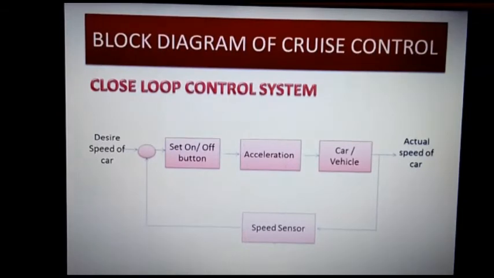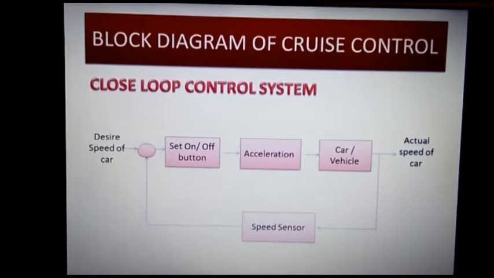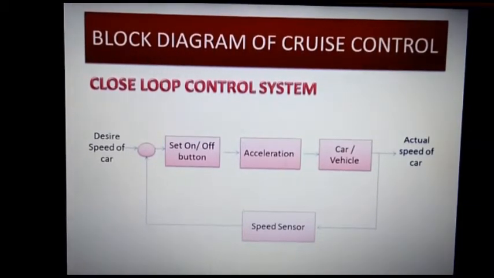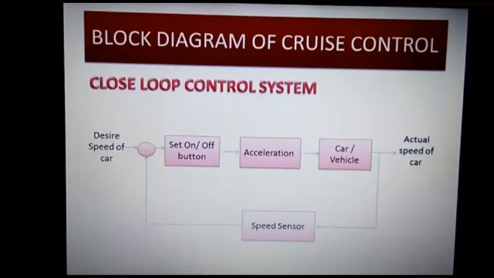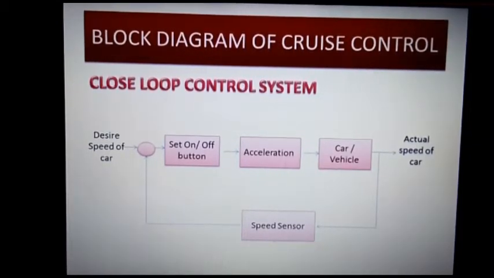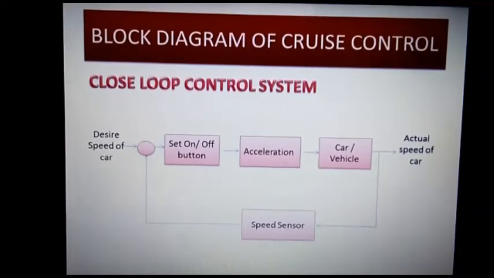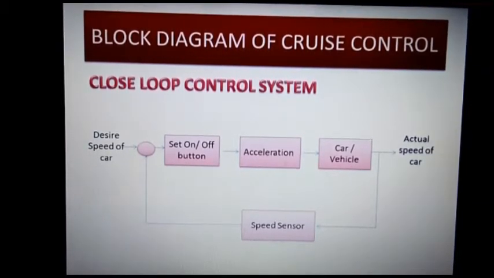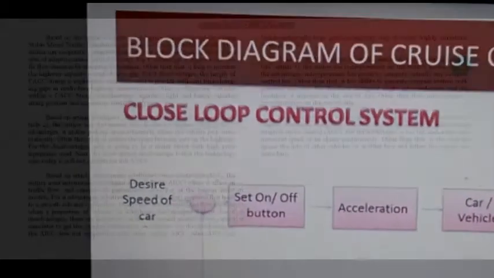Block diagram of cruise control. This block diagram is a closed loop control system. The input is the desired speed of the car. The controller is the set on or off button. The actuator is the acceleration. The plant is the car or vehicle. The sensor is the speed sensor and the output is the actual speed of the car.